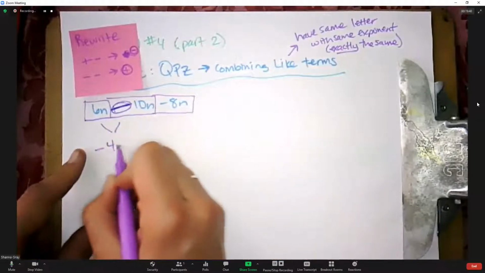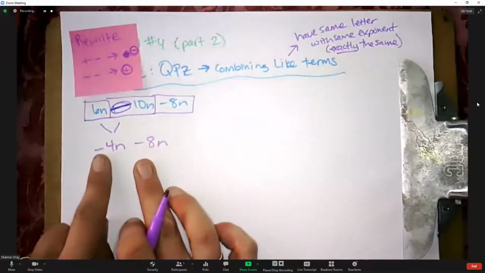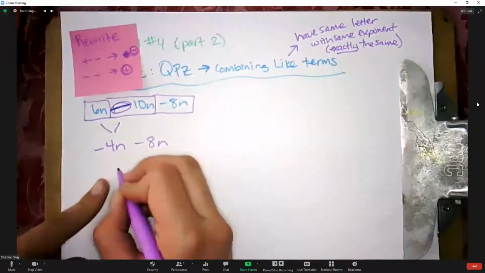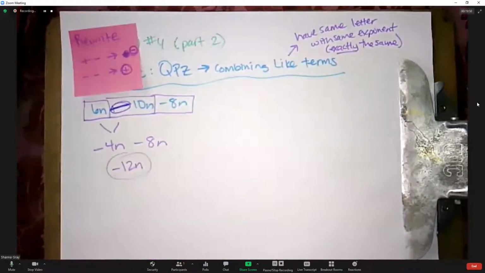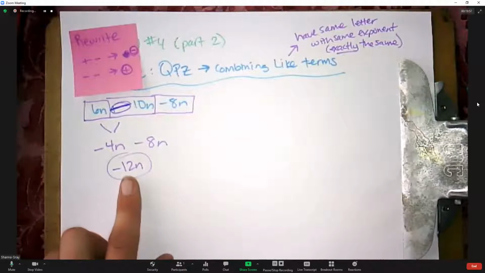So this would be -4N and then that -8N. And then now I have -4 and another -8. So -4 minus 8 is -12N. So I'm really just combining 6 minus 10 minus 8 to get this amount of N's, which is -12.